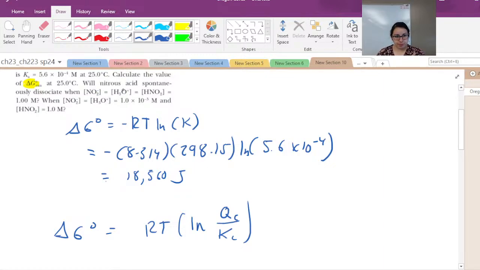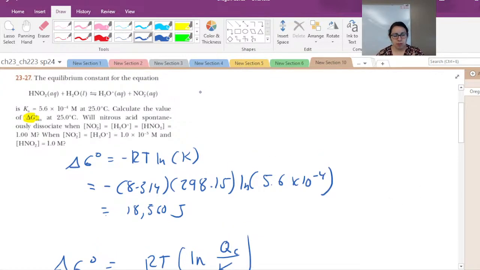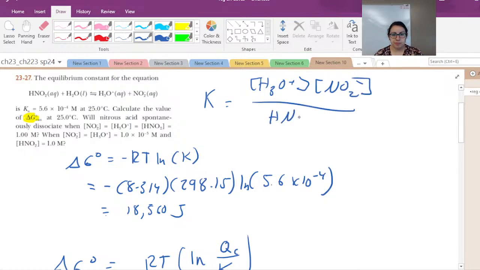So what's Q? Yeah, let's walk through it. So, right, let's just set up our K equilibrium. Well, that's hydronium times nitrite over nitrous acid. Right, so that's our Q.